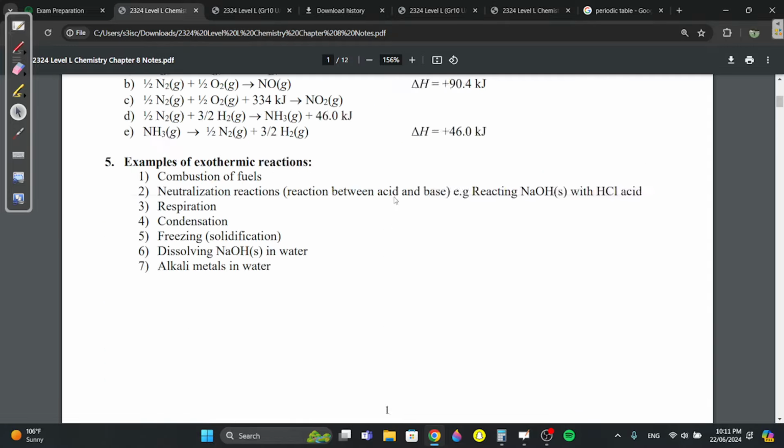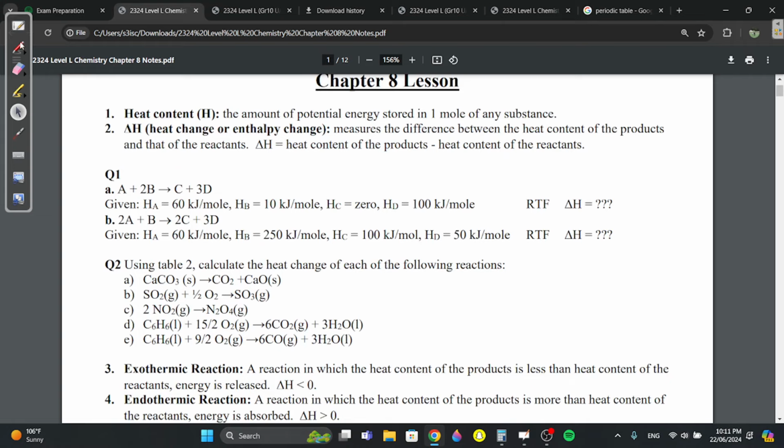Okay, let's start. Over here, you have given heat of A is 60, B is 10, C is 0, D is 100. Find delta H. When you're working like this, we do products minus reactants, but when it's bonds, we do the opposite. So the products here, C is 0, D is 100, so 300, because it's 3 times 100. A is 60, B is 10, so 2 times 10, 20. So let's subtract them. 300 minus 20 minus 60, you get 220 kilojoules. That's positive, okay?